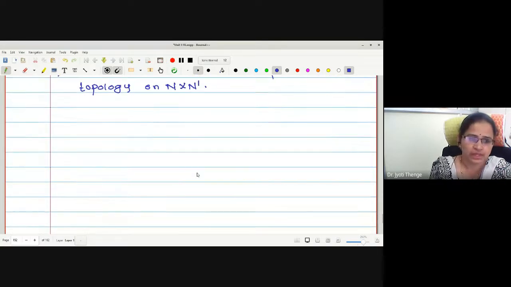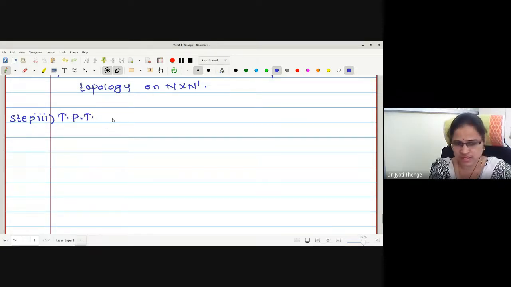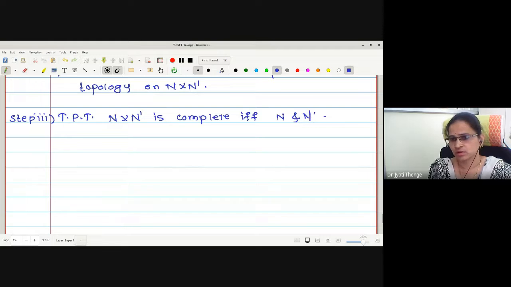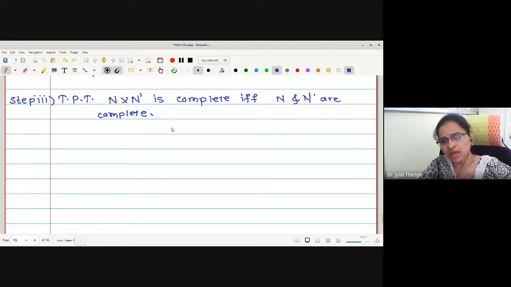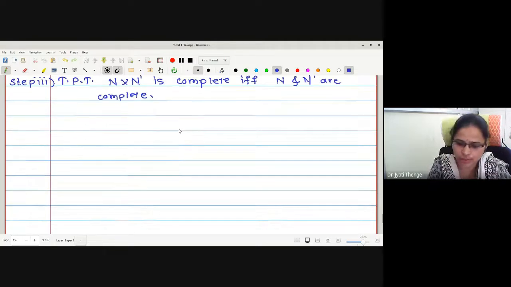Okay. Next, we will go for the third step. In the third step, our aim is to show that N cross N dash is complete if and only if both the spaces are complete. To prove that N cross N dash is complete if and only if N and N dash are complete. Okay, I will start with one part. I will try to show that N cross N dash is complete, assuming N and N dash are complete.